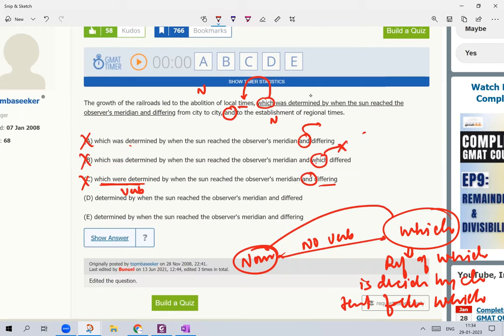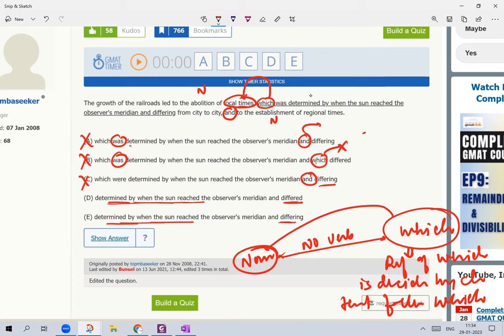Moreover, please understand, "which was determined" is 100% wrong, because which goes back to local time, and local times is plural, so "was" is anyway wrong. But that's not the right logic to mark it wrong. The logic is that you should understand this is not parallel. Now between D and E: determined by when the sun is at the observer's meridian, and deferred versus differing.